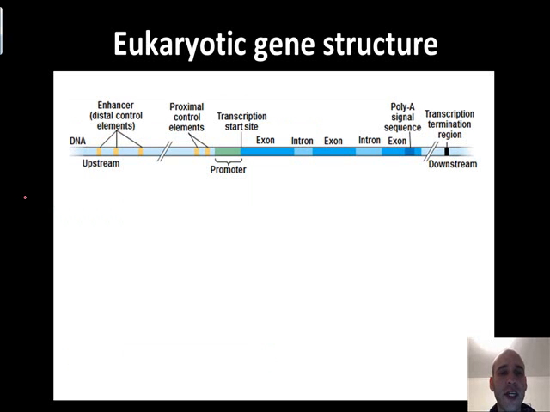Okay, so if we're looking at the structure of a eukaryotic gene, you have this promoter, and this is where RNA polymerase is going to bind. So you have these RNA polymerases that will bind, because that's going to allow us to transcribe our mRNA, and that mRNA will then allow us to build our protein.